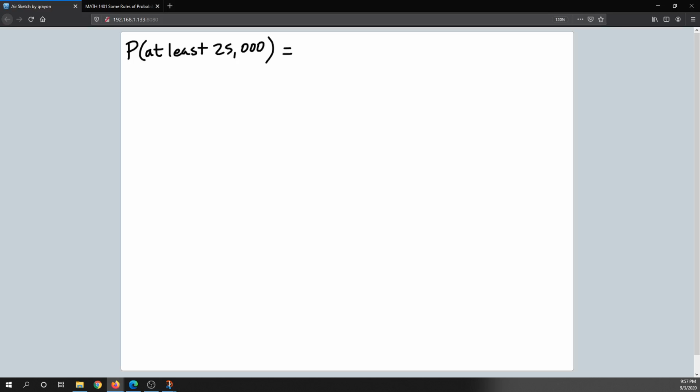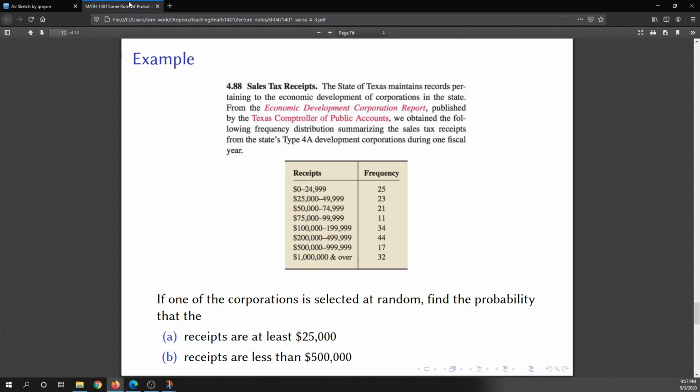What we're going to have to do in this problem is add up all of these frequencies. They have the frequencies here, so we are going to have to calculate the total ourselves. And this comes out to be 207. So add all these together, you're going to get 207.